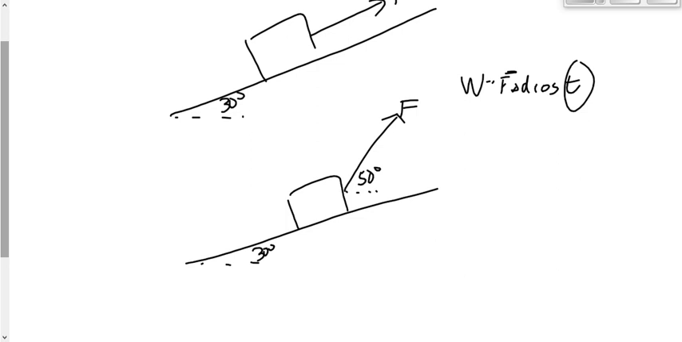Josh? Ben, is your hand up there? No. Josh? 20. Yeah, good. Why would it be 20? I pull it at 50, and it moves at 30. What's the angle between the way that I pull it and the way that it moves? 20. So it would be F times D times cosine 20.